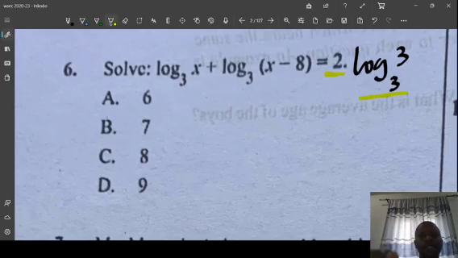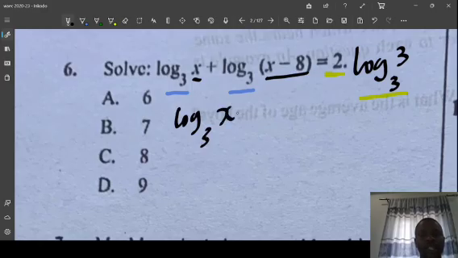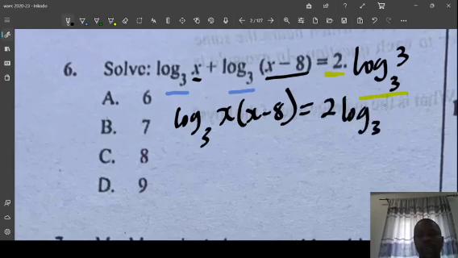So when I have this, let's proceed with the normal rules of logarithm. Now, if you have a logarithm in this base with another logarithm of the same base adding each other, we can actually simply multiply their numbers. So I'm going to multiply this number x by this other number x minus 8 because they are both in logarithm of base 3. So I'm going to have log to the base 3 of x into x minus 8 is equal to 2 log to the base 3 of 3.